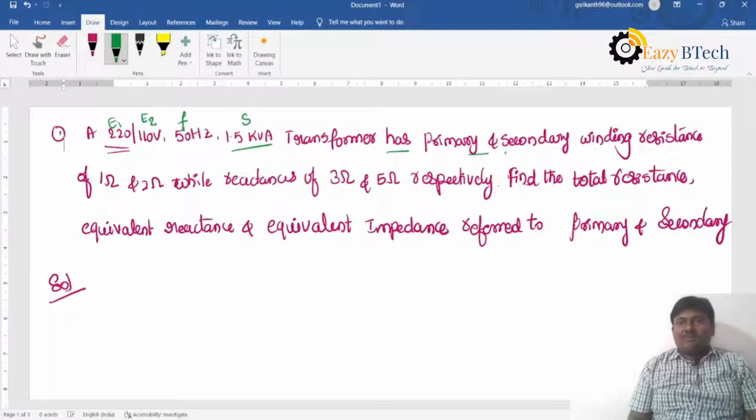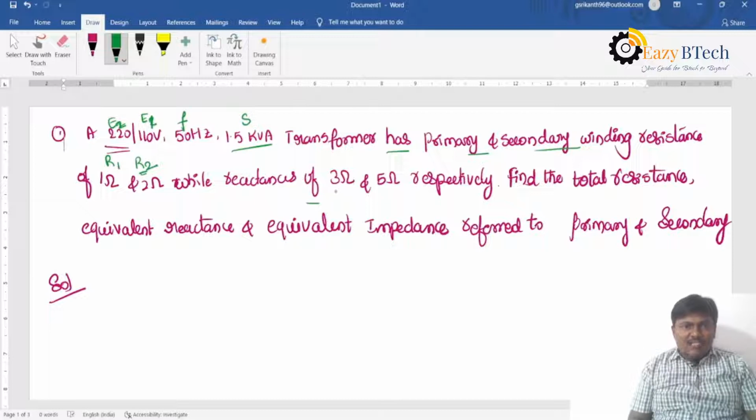The transformer has primary and secondary winding resistances R1 of 1 ohm and R2 of 2 ohms. So R1 is 1 ohm and R2 is 2 ohms. See, for this problem, as we discussed so many times, high voltage winding has high resistance. So that's why this is E2 and this one is E1. High voltage winding has high resistance, low voltage winding has low resistance.